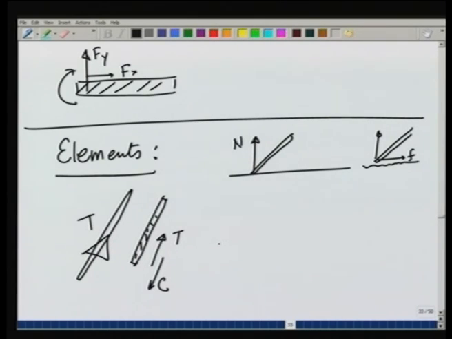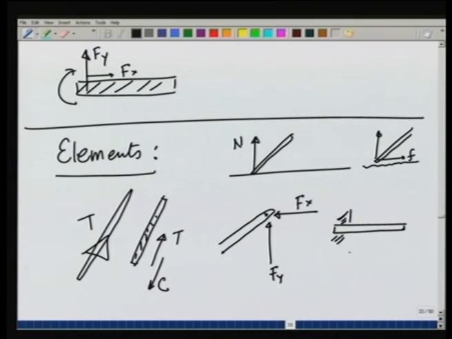Then we looked at pin or hinge joints, and this can create a force in x direction as well as in y direction. And finally, we looked at built-in support systems or welded or glued support systems, and saw that these are capable of generating a vertical, a horizontal force as well as a couple moment.